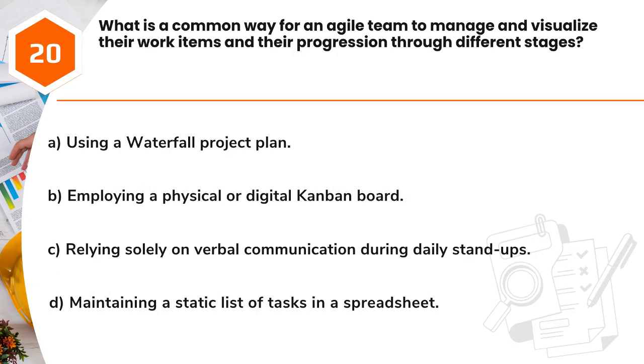Question 20. What is a common way for an Agile team to manage and visualize their work items and their progression through different stages? A. Using a waterfall project plan. B. Employing a physical or digital Kanban board. C. Relying solely on verbal communication during daily stand-ups. D. Maintaining a static list of tasks in a spreadsheet.